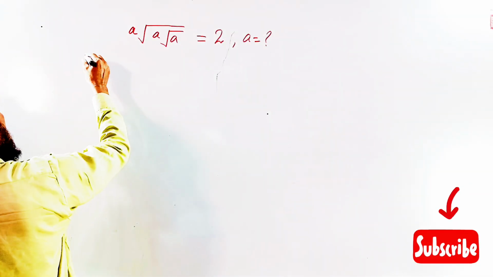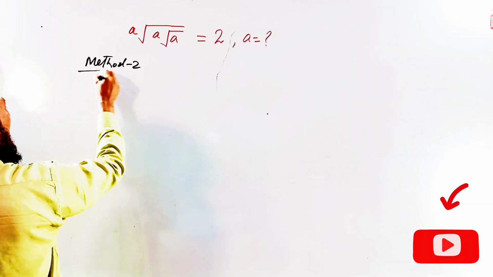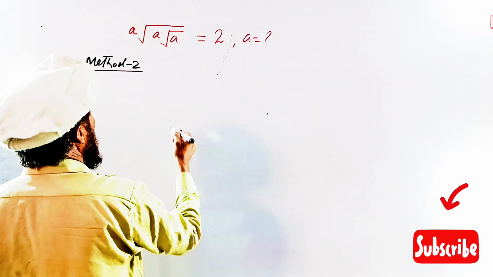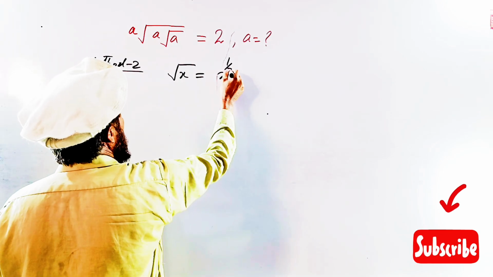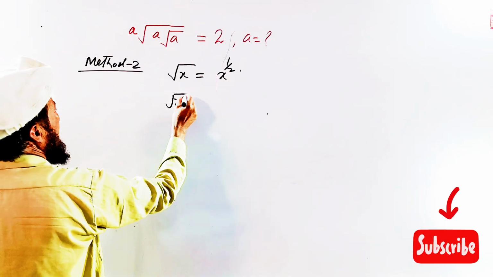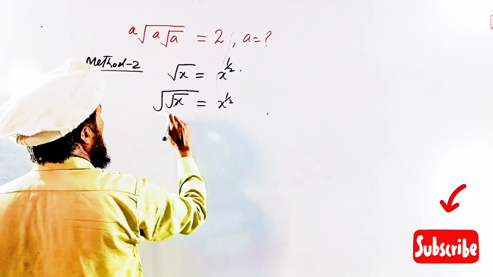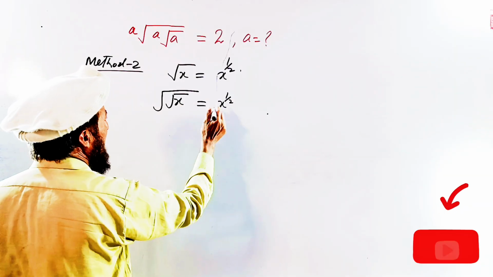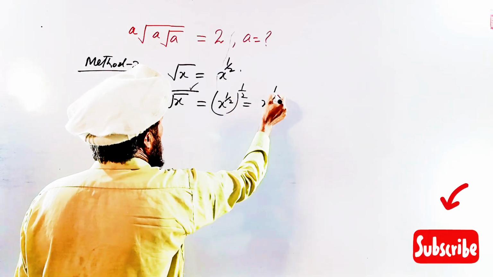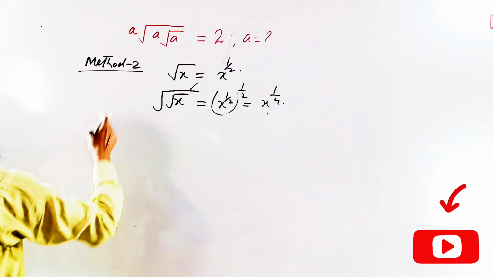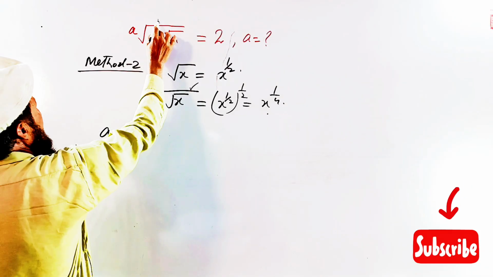Now we come to method number two. According to the square root problem, we can write x to the power 1 by 2. Using the double exponent property, we can write x to the 1 by 2, whole, first exponent, and this square root is also 1 by 2. We can get x to the 1 by 4.